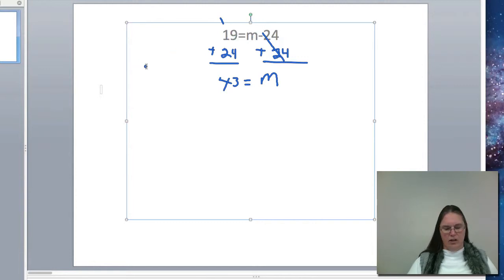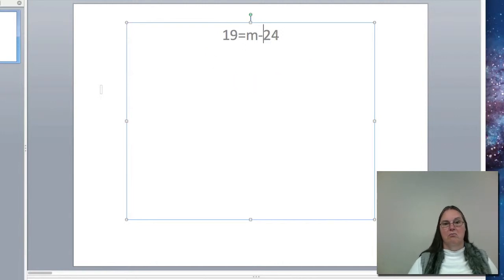So that's another type of equation that you can look at, and it's just perfectly fine to look at things that way.